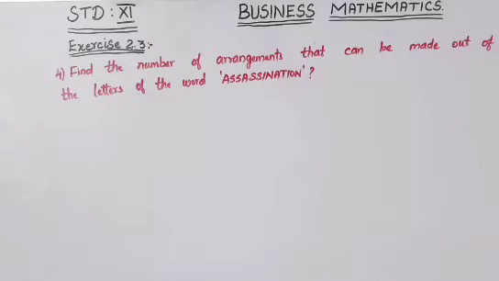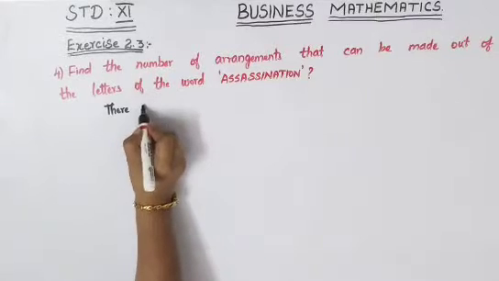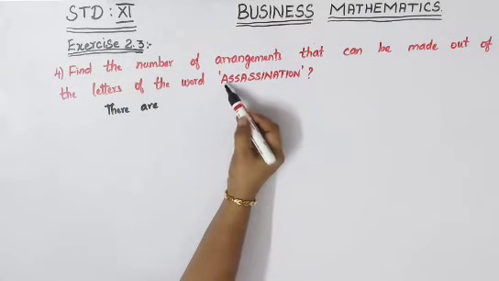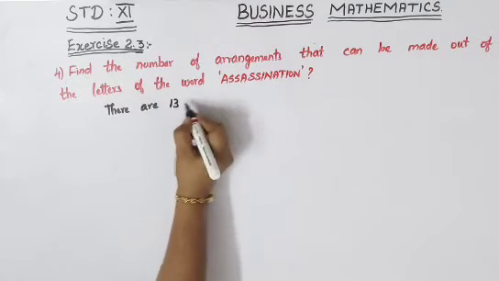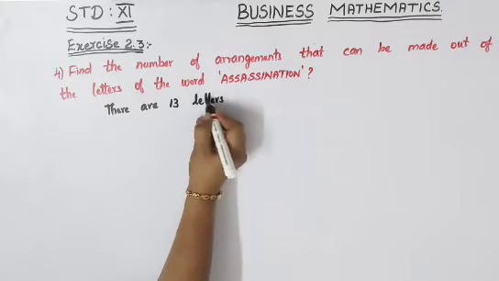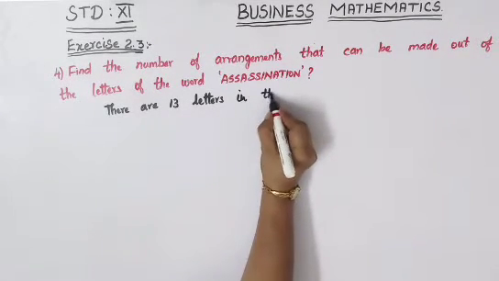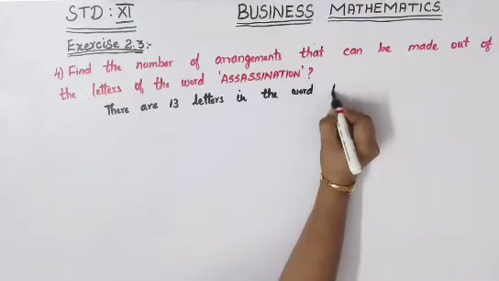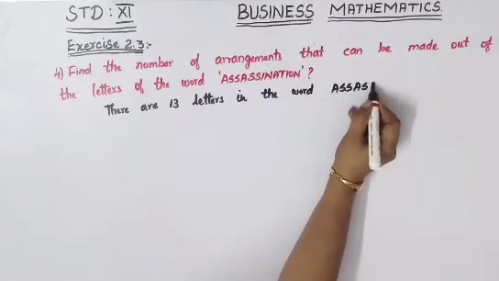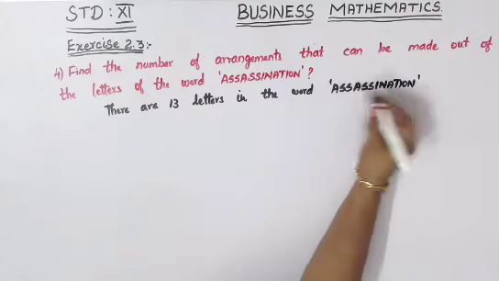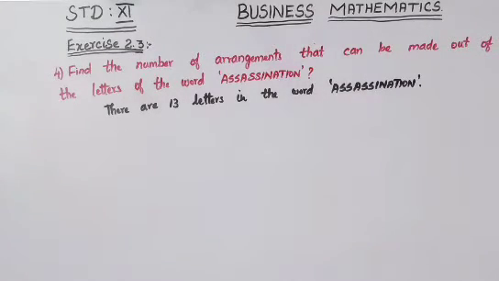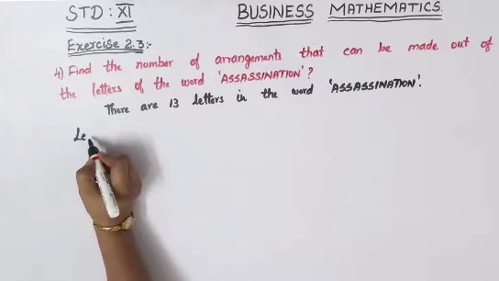Fourth question. Find the number of arrangements that can be made out of the letters of the word assassination. Just count how many letters are there. 1, 2, 3, 4, 5, 6, 7, 8, 9, 10, 11, 12, 13. So 13 letters in the word assassination. So first count how many letters are there in the given word. Then each letter, how many times it is repeated, you will have to find it.